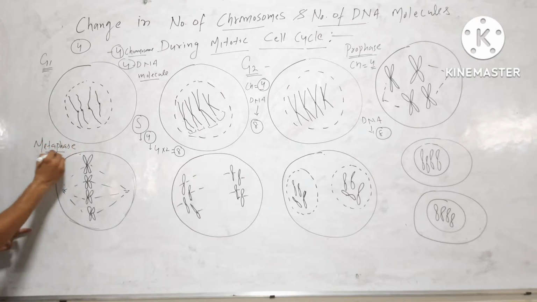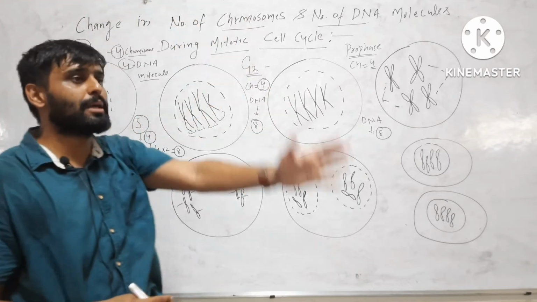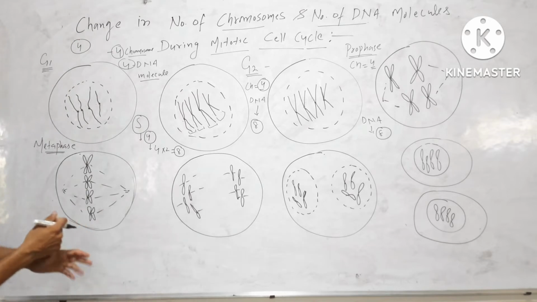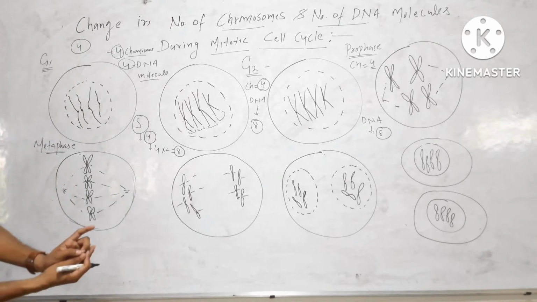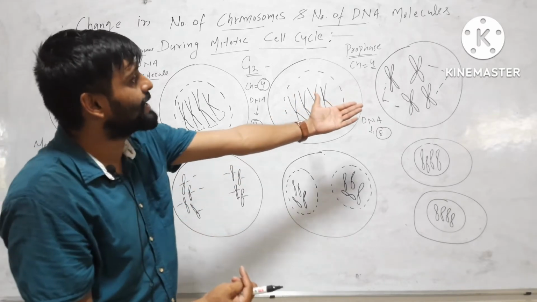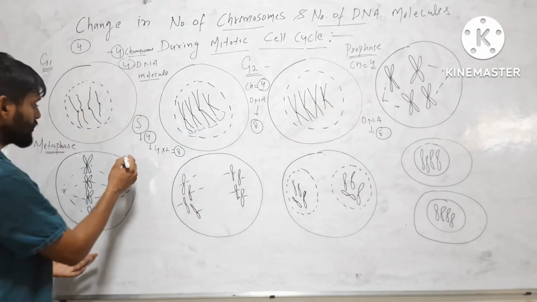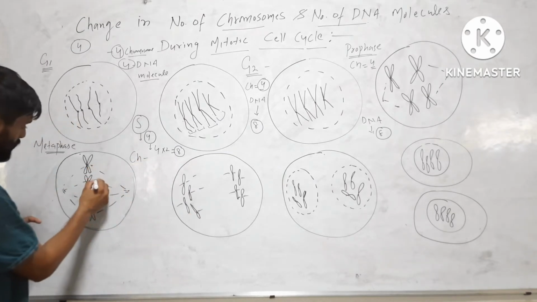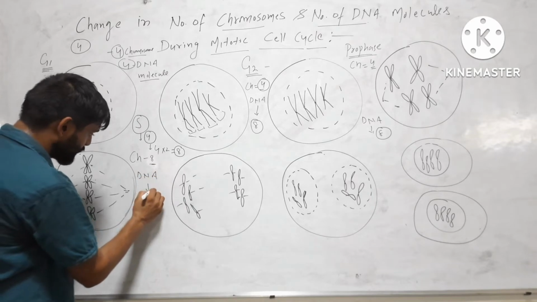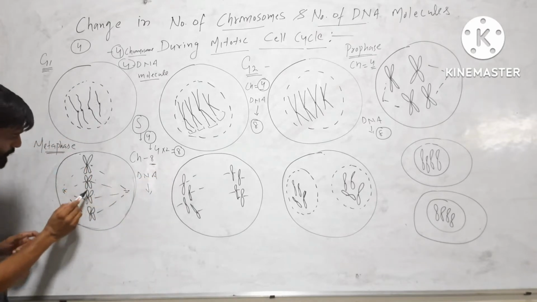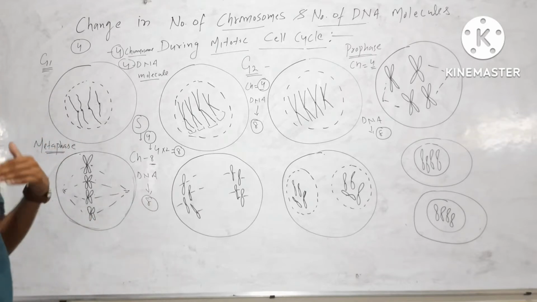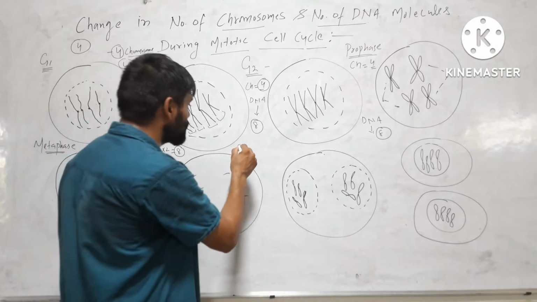Now coming to next phase, that is called metaphase. At this phase, we know that chromosomes align themselves in an imaginary plane, that is called equatorial plate. But the number of chromosome and DNA molecule will remain same as they are in prophase. So here chromosome number will be 1, 2, 3, 4 and DNA molecule 1, 2, 3, 4, 5, 6, 7, 8. It will be 8.